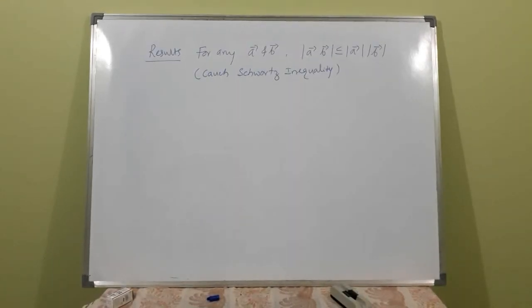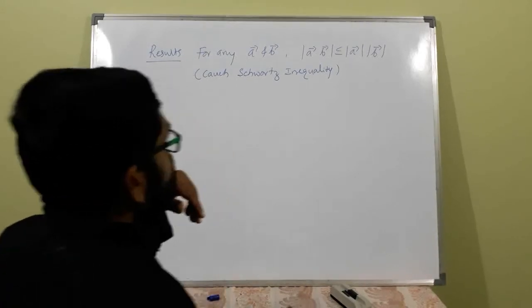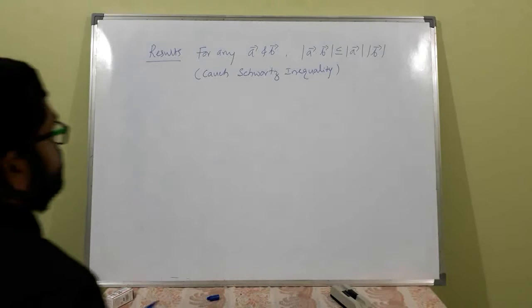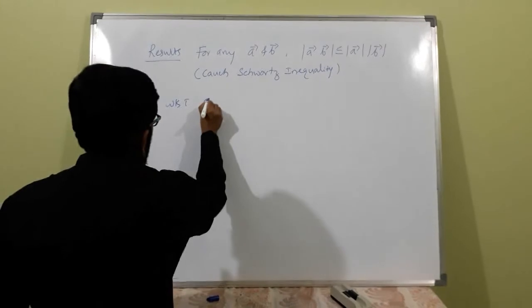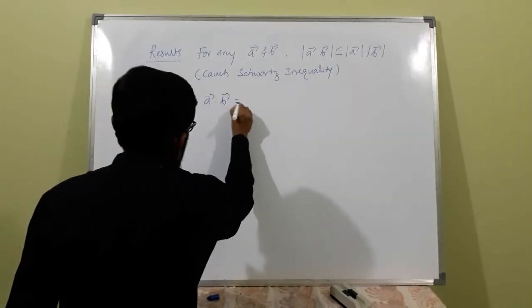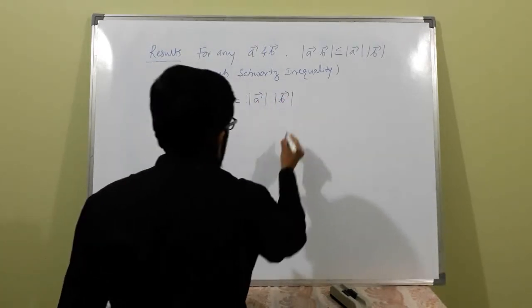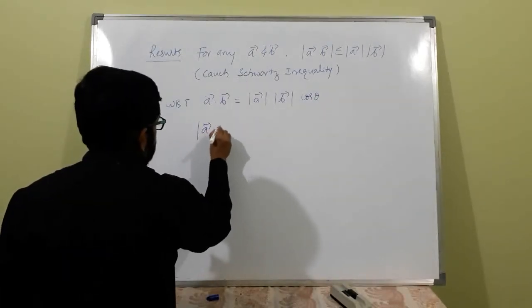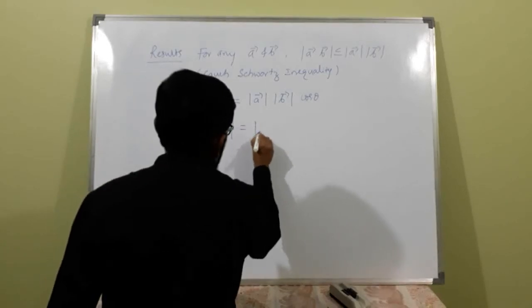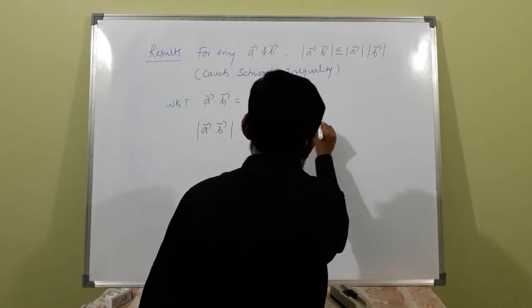Two results are here. For any two vectors A and B, the modulus of A dot B is less than or equal to the product of the modulus of vector A and the modulus of vector B. See, you know that A dot B is equal to magnitude of A, magnitude of B cos theta. Let us take modulus on both sides. So this is modulus A is modulus of A only, and modulus of cos theta.